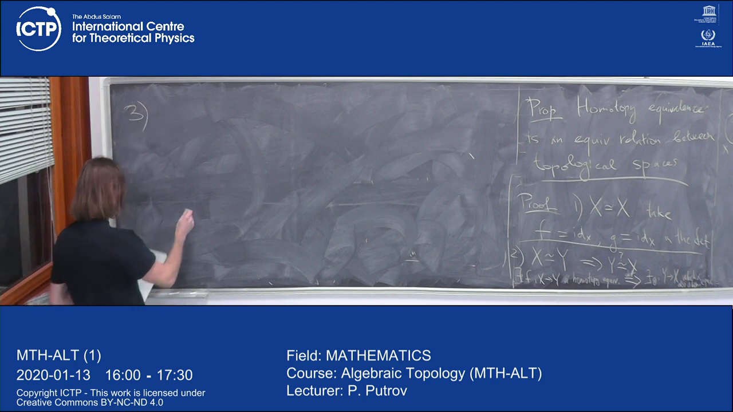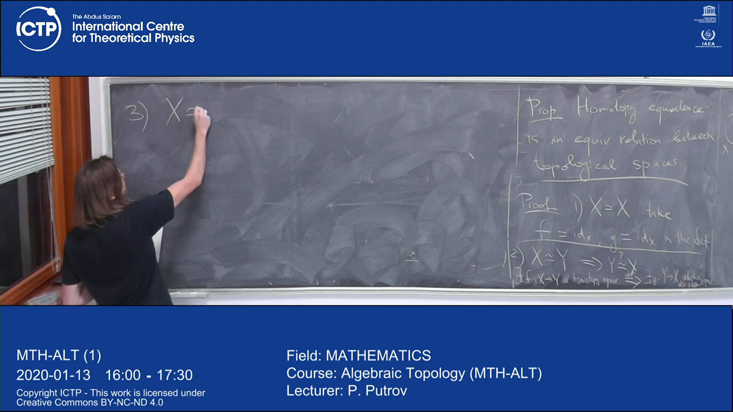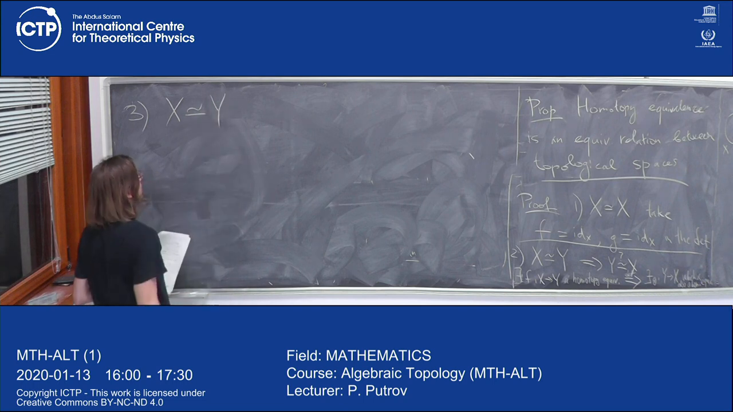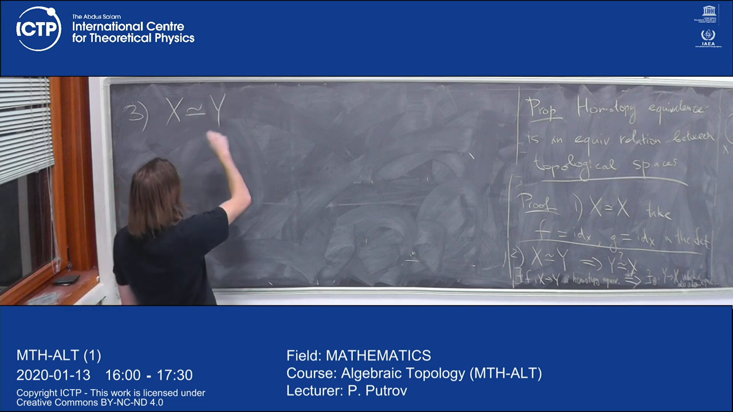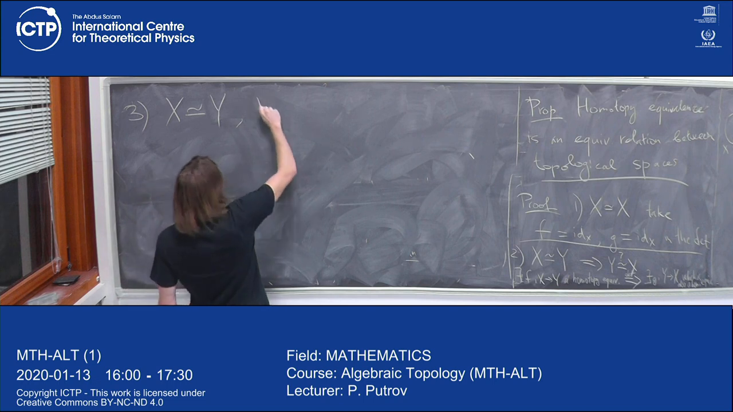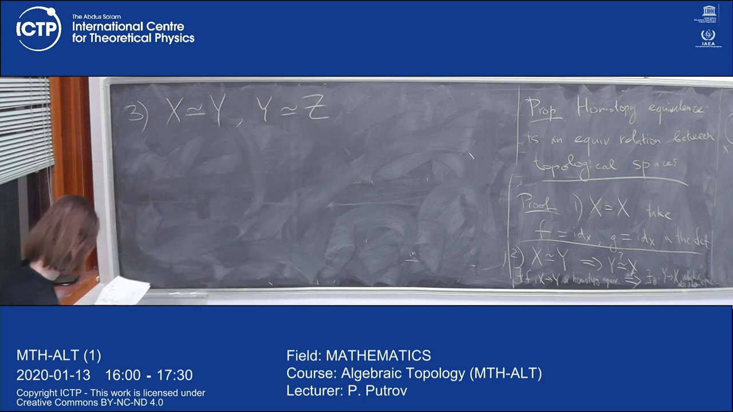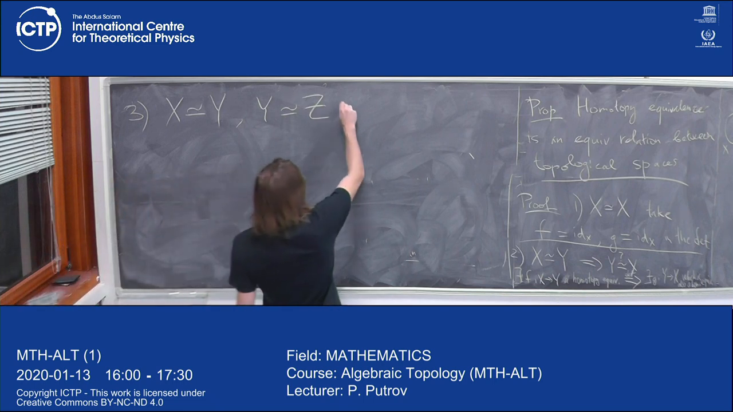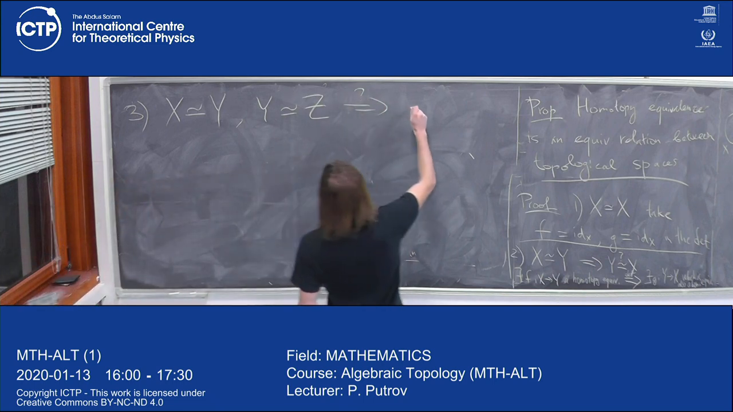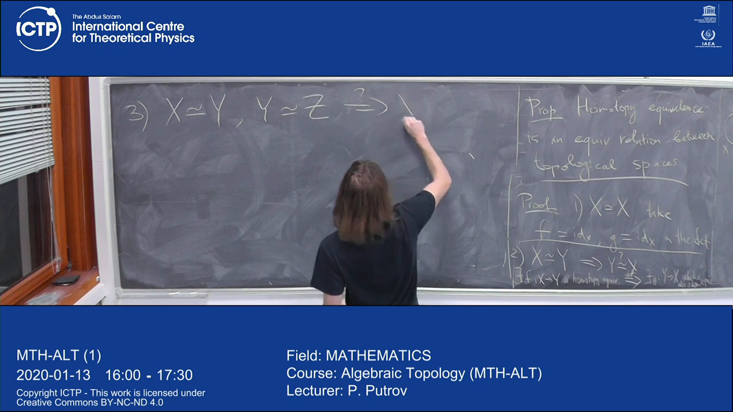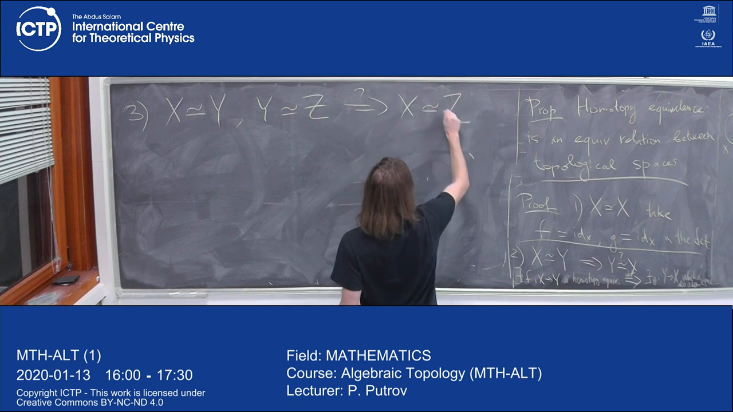Finally, we have to check transitivity. Suppose X is homotopy equivalent to Y, and Y is homotopy equivalent to Z. We want to check that it follows that X is homotopy equivalent to Z.